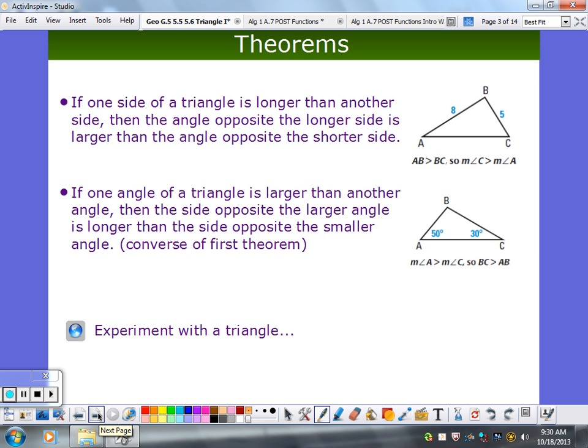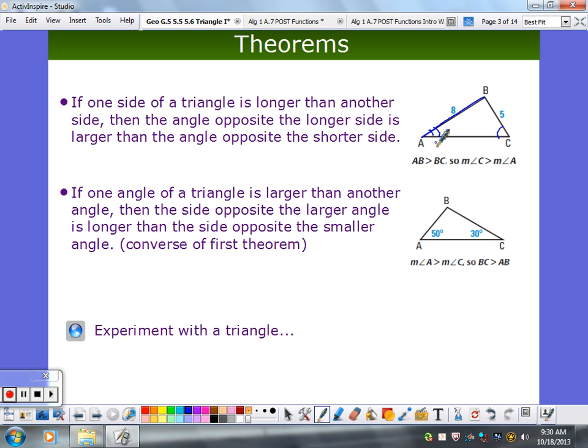Okay, so we do have some theorems. If one side of a triangle is longer than another side, then the angle opposite the longer side is larger than the angle opposite the shorter side. See, these always sound so complicated. But basically, it's saying, if you have a long side here, and it's longer than this side, it must be that we opened up that angle bigger than we opened up this angle. That's the only way you can get a bigger side. You're opening the angle bigger.